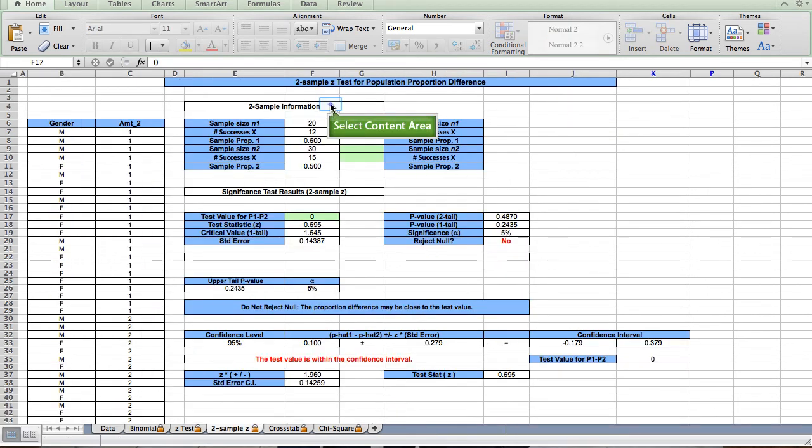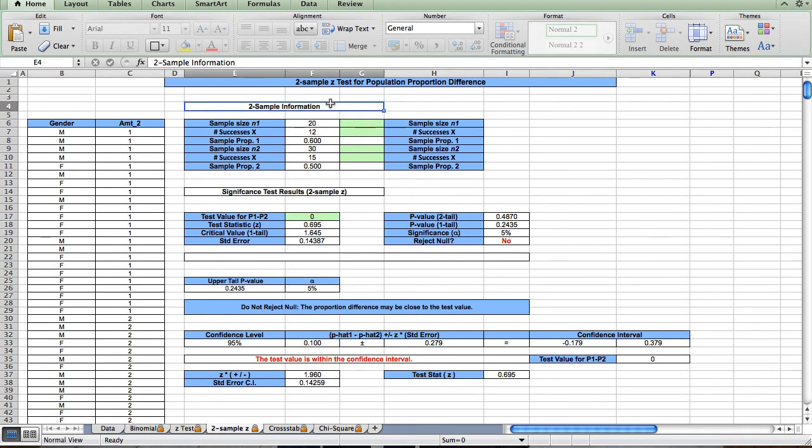And once we run that, we get our two-sample Z results. Our sample information is interesting. We see that 60% of the men spent in category 2, 50% of the women spent in category 2. That's a difference, p hat 1 minus p hat 2, of 10%. However, our margin of error is about 28%.